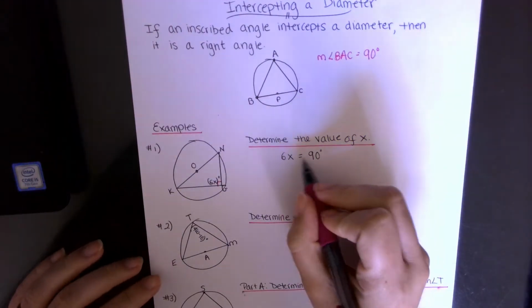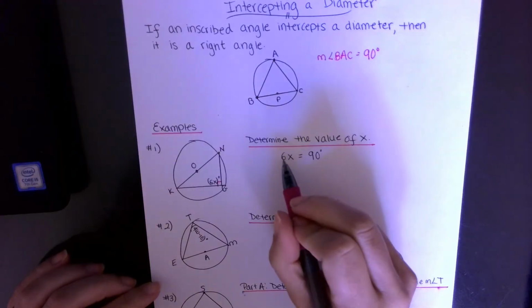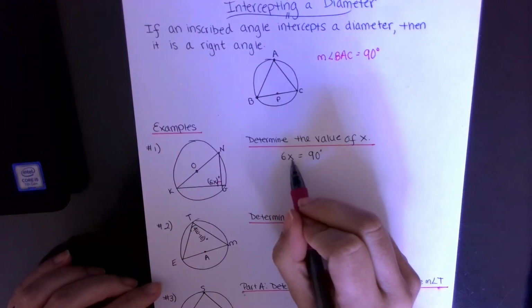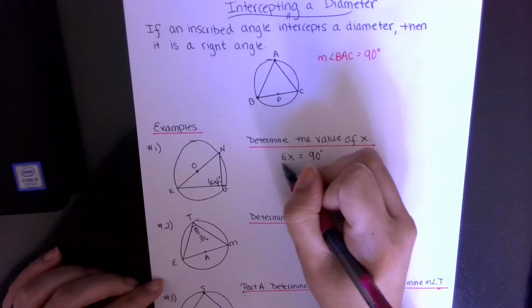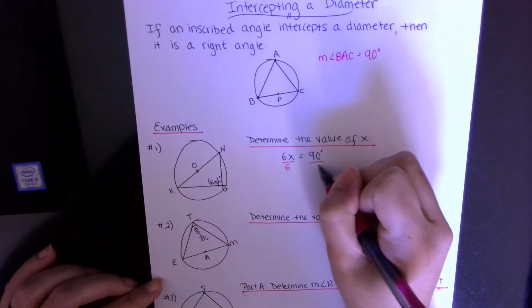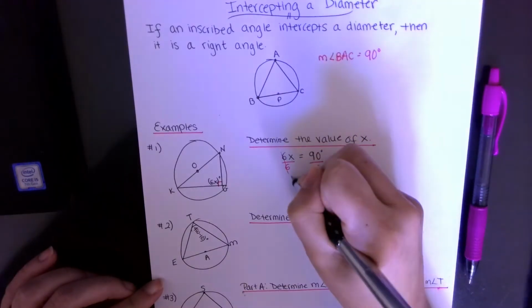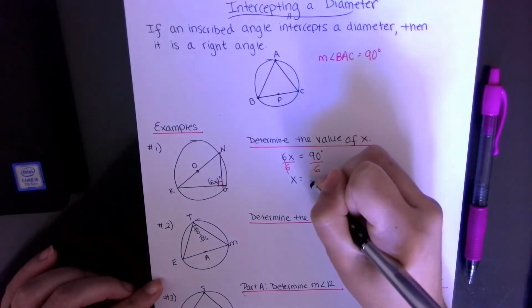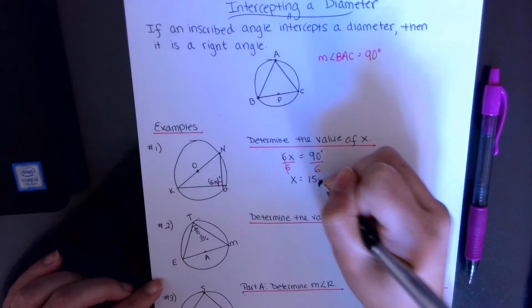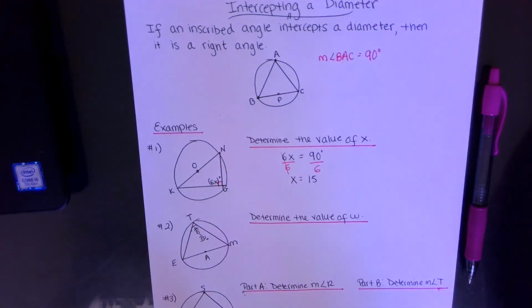So now I'm going to solve for x. What's attached to it is a 6. The operation is multiplying, so do the opposite to get rid of it. You're going to divide by 6. This divides out to 1. So you have 1x equals 90 divided by 6, which gives you 15. So x is 15.